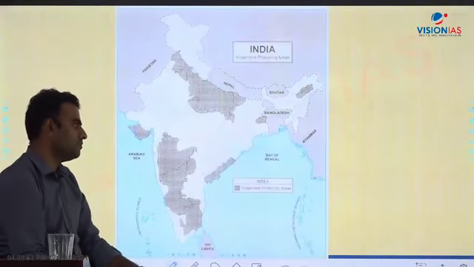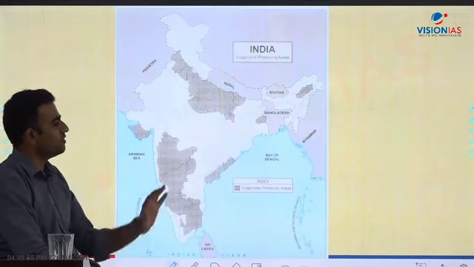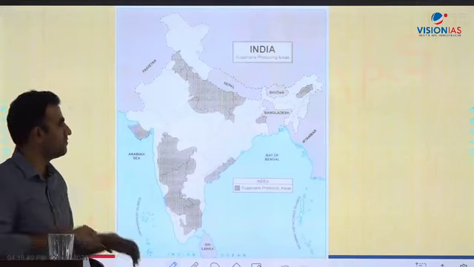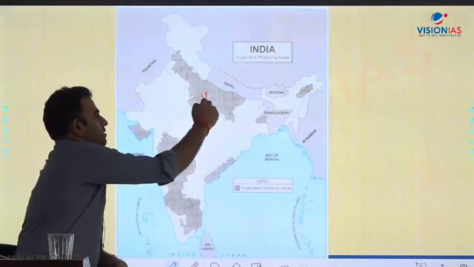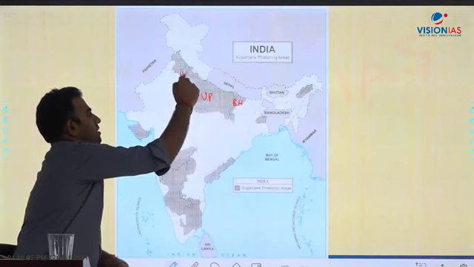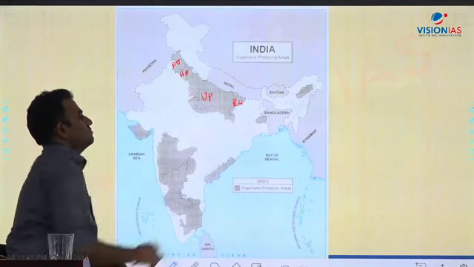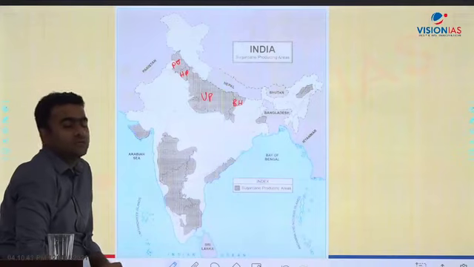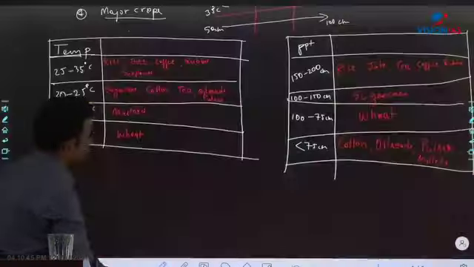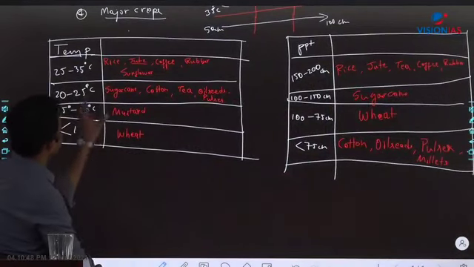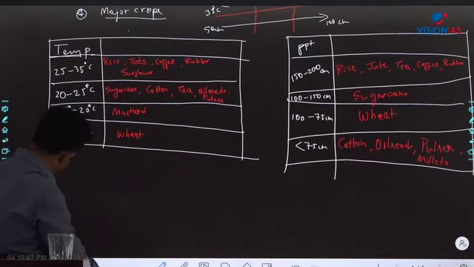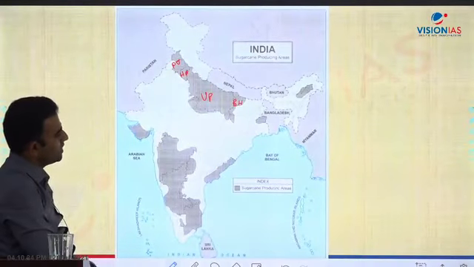Sugarcane. You can see the first core area where sugarcane is grown is 4 states. What are the 4 states? UP, Western Bihar, Haryana, Punjab. क्योंकि sugarcane grows very well in alluvial soil. And what are the conditions? Sugarcane requires a moderate temperature and a bit higher precipitation. Both are available here. That's why they were able to grow it to a very great extent.